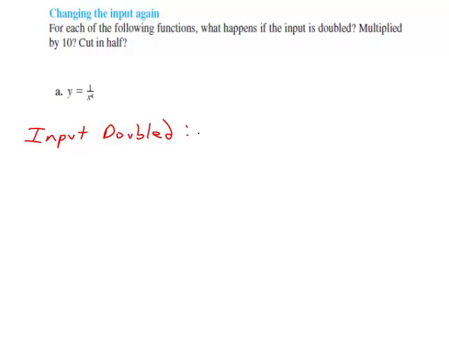Notice if the input were doubled, we would have an extra factor of 2 that we would place in for x, or we would end up with 1 over 2 raised to the fourth power, which is 1 over 16. And 1 over 16 is equal to 0.0625. So if we doubled the input, we would end up multiplying the output by a factor of 1 over 16, or 0.0625.